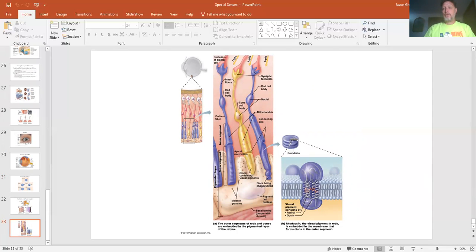That is it for the special senses. Again, familiarize yourself with the major parts that we went over, the differences between an unencapsulated neuron and an encapsulated neuron, your chemoreceptors, thermoreceptors, nociceptors, mechanoreceptors, those things. Familiarize yourself with those. Be ready for the quiz.